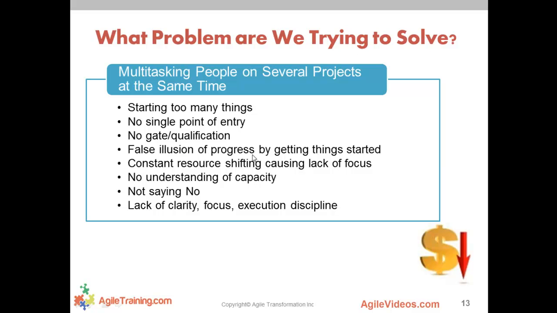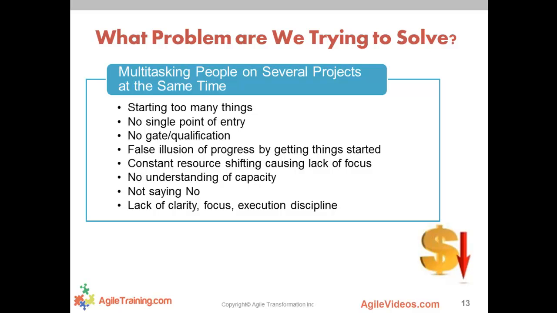There's a false illusion of progress by getting things started. And so organizations measure success based on how many things did we get started, and I think all of you know that's not the right question. The right question is how many things have you completed lately? And unfortunately in Agile we call this WIP, work in progress. If you've got a ton of items that are in progress, then your whole organizational efficiency goes down.